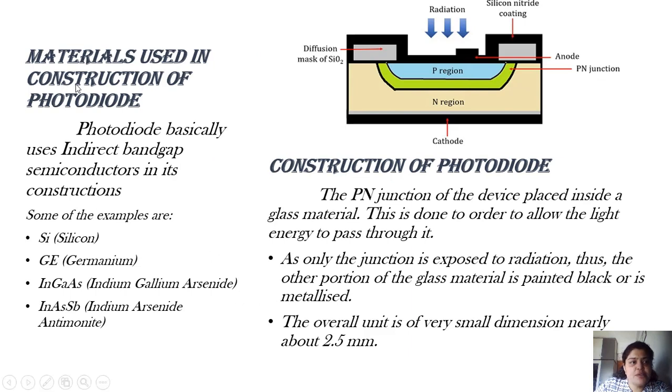What are the types of materials which are used in the construction of a photodiode? A photodiode basically uses IBG, that is indirect bandgap semiconductors, in its construction. Some common examples are Si, that is silicon, Ge, that is germanium, and InGaAs, meaning indium, gallium and arsenide, an alloy of these three. One more material which is commonly used is indium arsenide antimonide, an alloy of indium, arsenic and antimony.